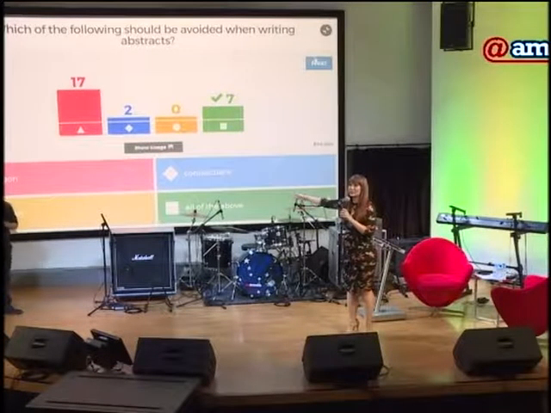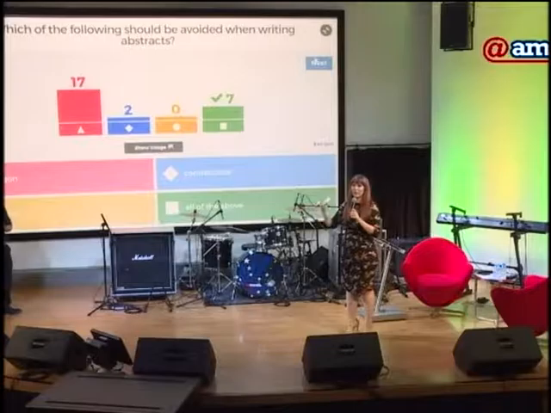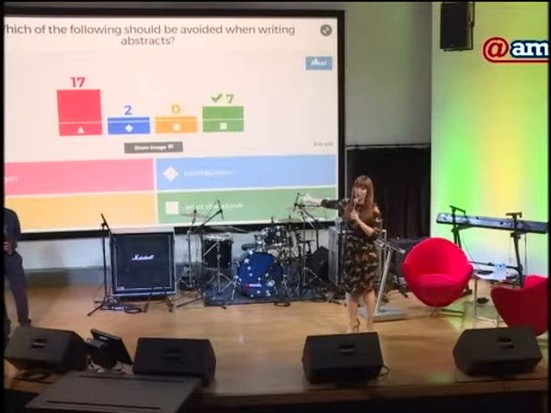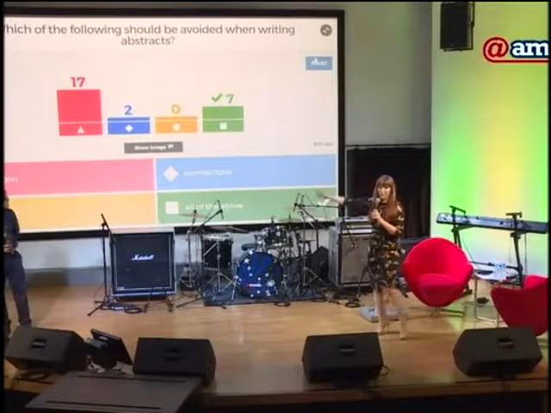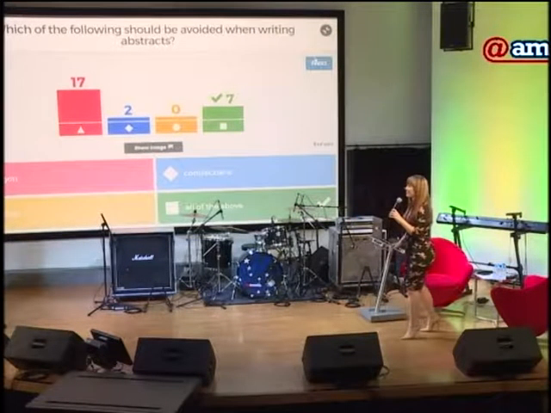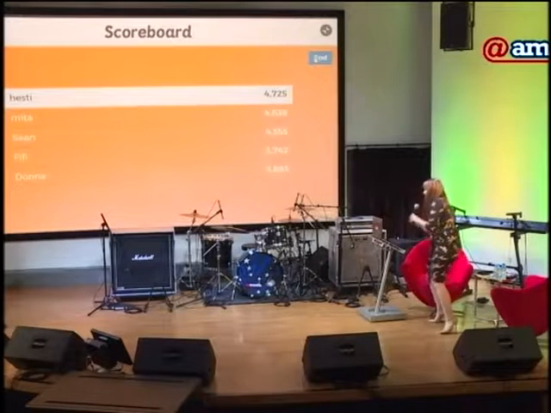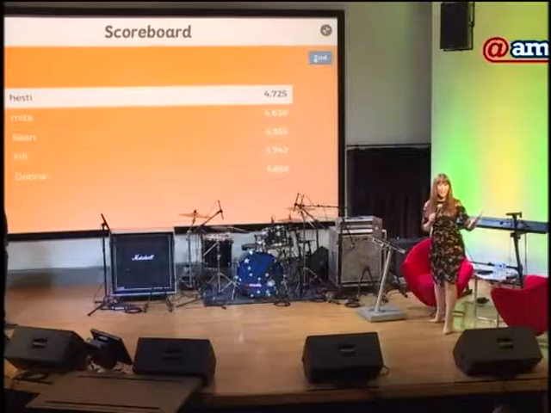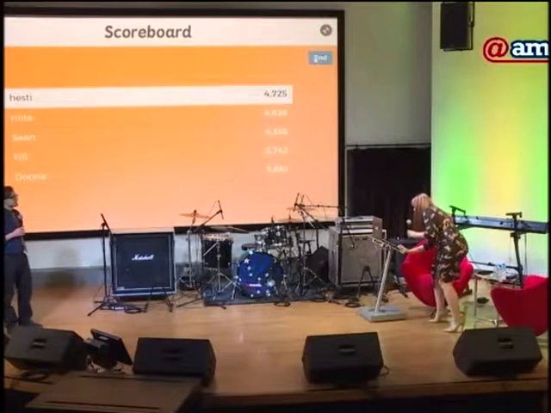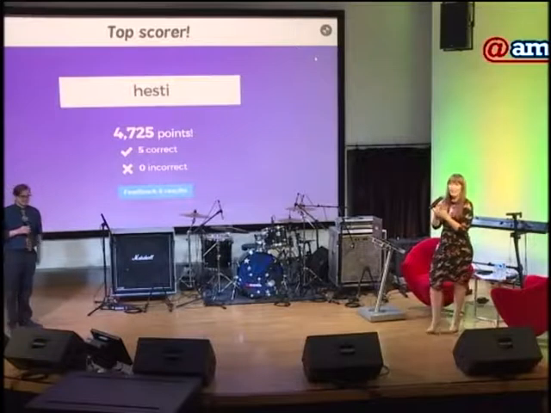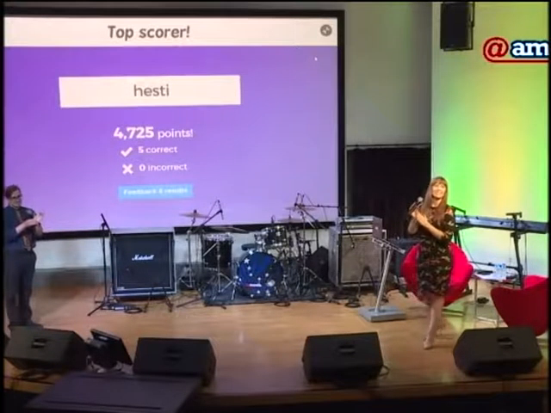That is true. Avoid jargon, right? Jargon specific to our field. We should avoid it, but we should also avoid contractions, okay? Charts, but we should avoid all three, yeah? Okay. All right, we have top scorer, Boo Hesty again. Okay, our top scorer today is Boo Hesty. Applause, applause. Great job, everybody.